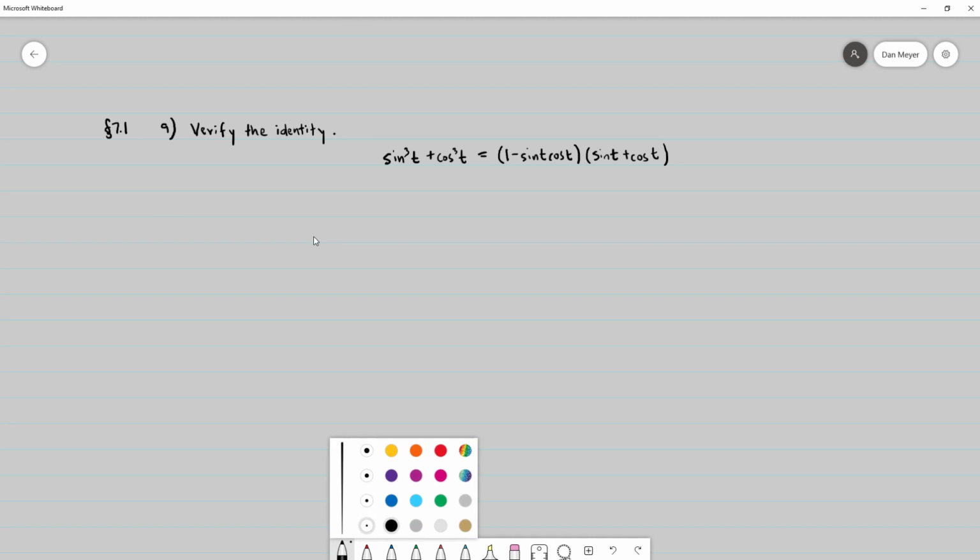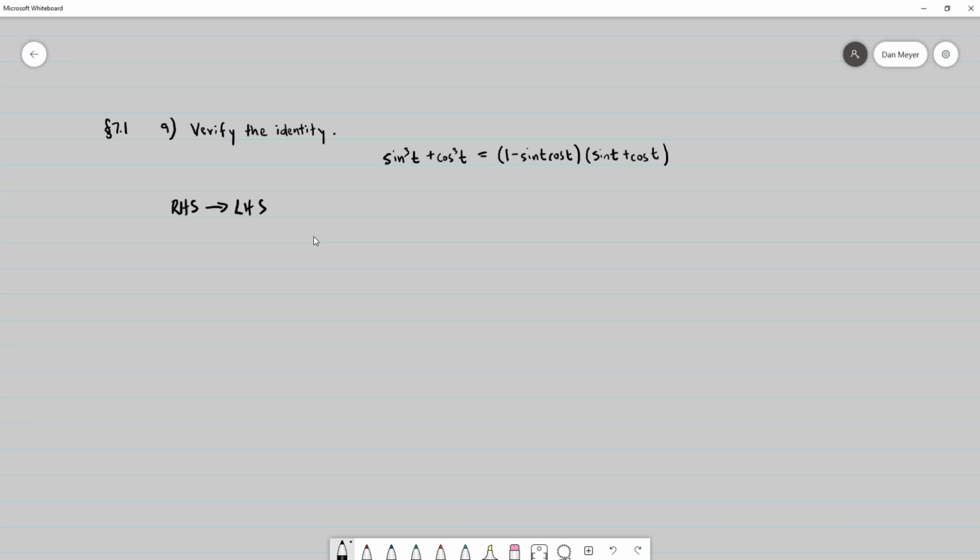Let's get my skinny marker back. All right, so we're going to maybe start with our right-hand side and see what we can make out of it, because looking at this, it looks like we can FOIL some things out, and that might get us somewhere. So let's see what that looks like.